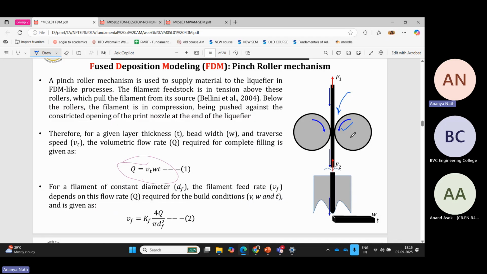Like if this wire is coming from the roller, or this wire is bound somewhere, and from there you are releasing the wire, so the wire is coming inside the pinch roller.